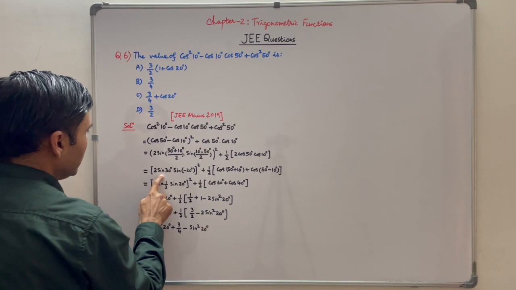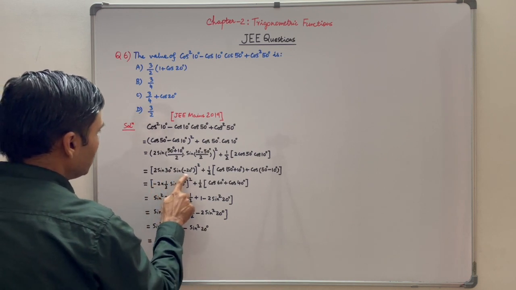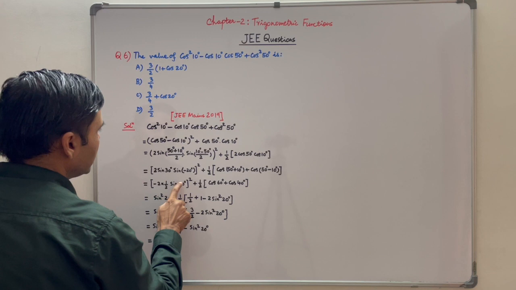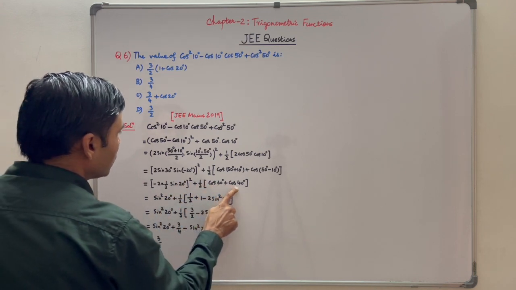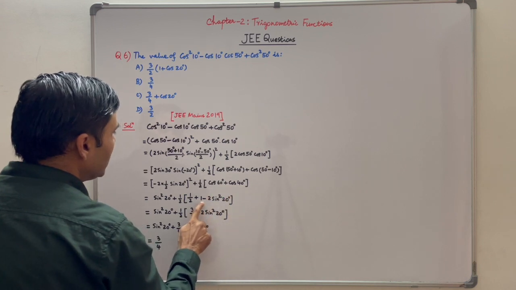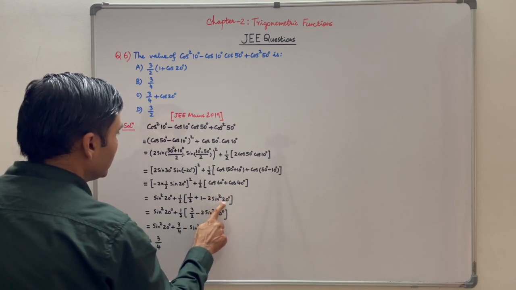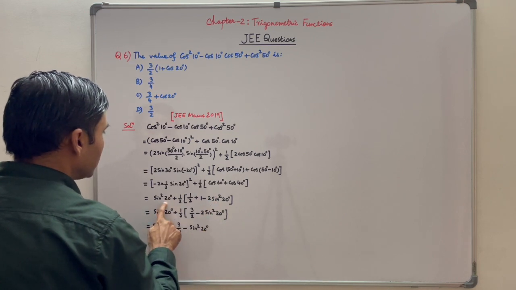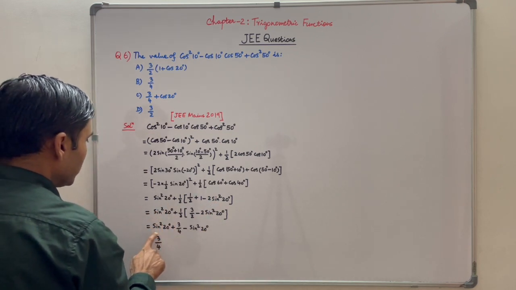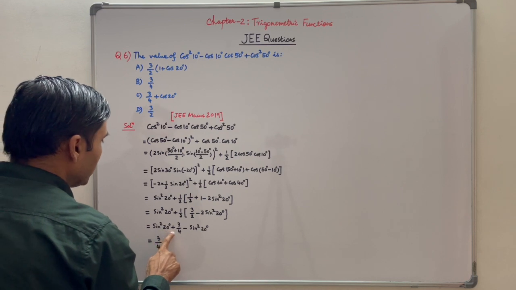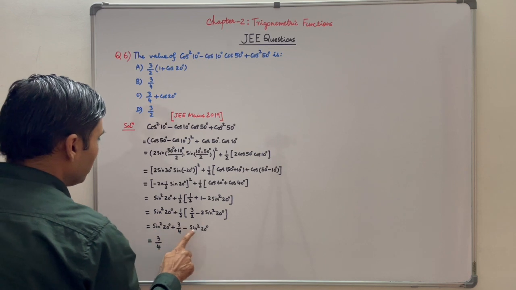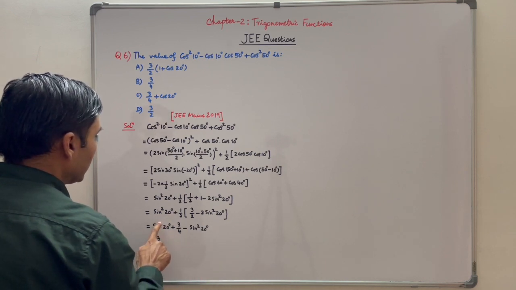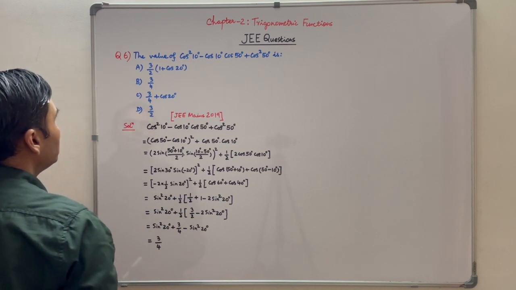Value of sin 30 degree is equal to 1 by 2. Sin of minus theta is equal to minus sin theta. Value of cos 60 degree is equal to 1 by 2, and cos 40 degree can be written as 1 minus 2 sin square 20 degree, so that it matches with the first term. Now this comes as sin square 20 degree plus 3 by 4 minus sin square 20 degree. Now plus and minus of sin square 20 degree get cancelled. So the answer is 3 by 4. Option B is correct.